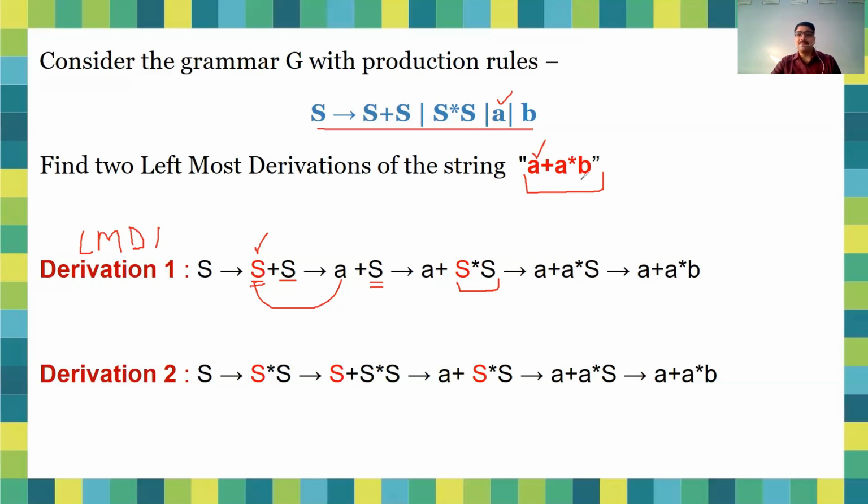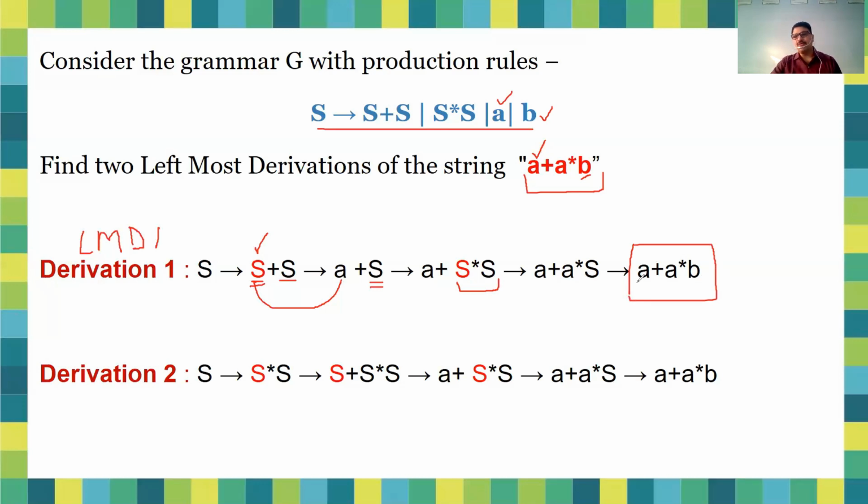So now you require b here. Can we replace this S by b? Yes, it is given in the production rule. So now finally we will replace this S by b. So finally we can find a leftmost derivation for the string a + a * b.